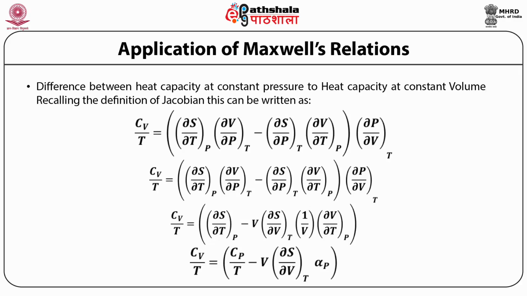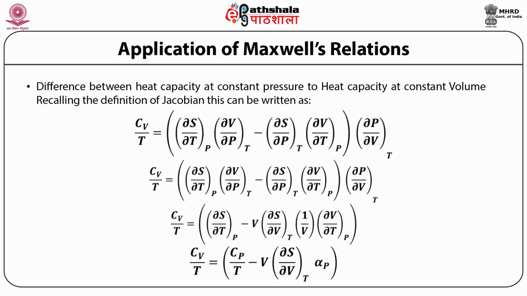delta S upon delta T at constant pressure multiplied by delta V upon delta P at constant temperature minus delta S upon delta P at constant temperature multiplied by delta V upon delta T at constant pressure, and whole of this difference multiplied by delta P upon delta V at constant temperature, so that Cv upon T is equal to delta S upon delta T at constant pressure minus V into delta S upon delta V at constant temperature multiplied by 1 upon V into delta V upon delta T at constant pressure.